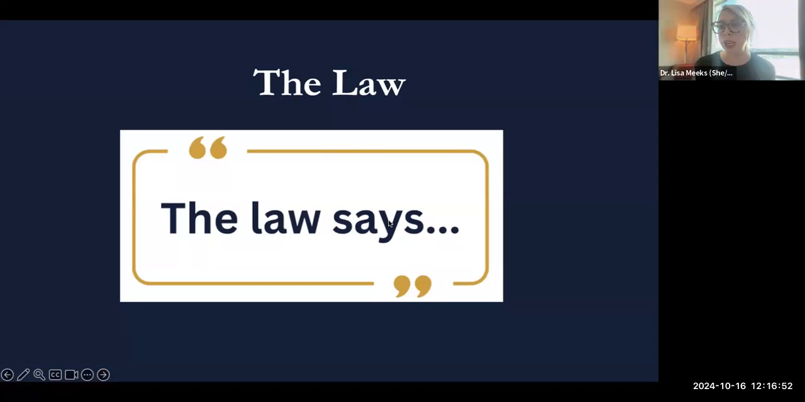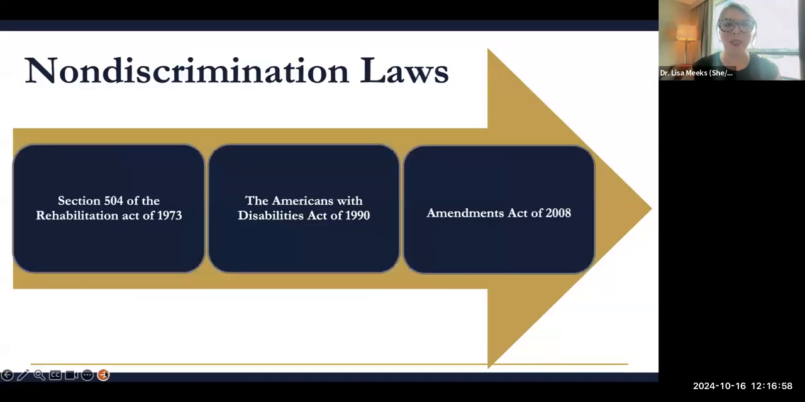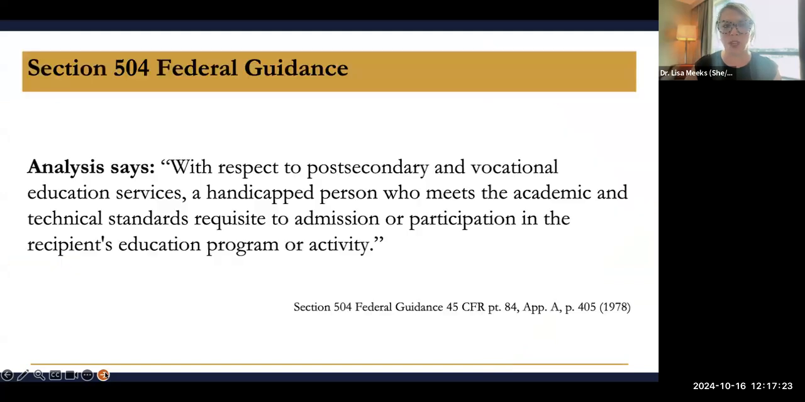There are three primary federal laws that address non-discrimination of disability. And these are Section 504 of the Rehab Act of 1973. This is a law that prohibits the discrimination against qualified handicapped, and I apologize for the use of that term, that is what is written in the law, persons from participating in programs that receive federal funding. And so you're often going to hear this referred to as just Section 504.